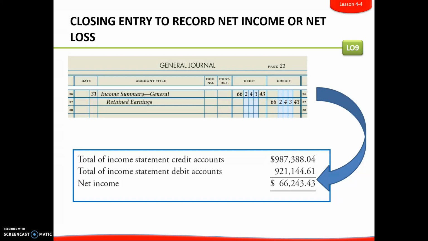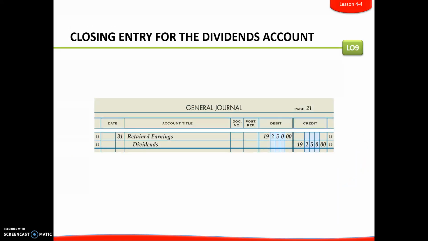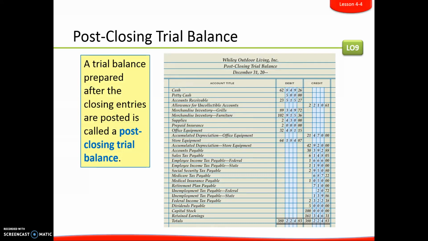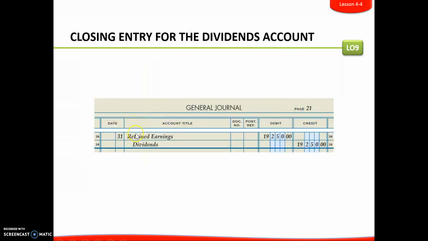So back to income summary. In this situation, because we have a net income, income summary gets debited, and then retained earnings is credited, though that of course could switch if you had a net loss. So that's our third closing entry. And then our fourth one always remains the same.